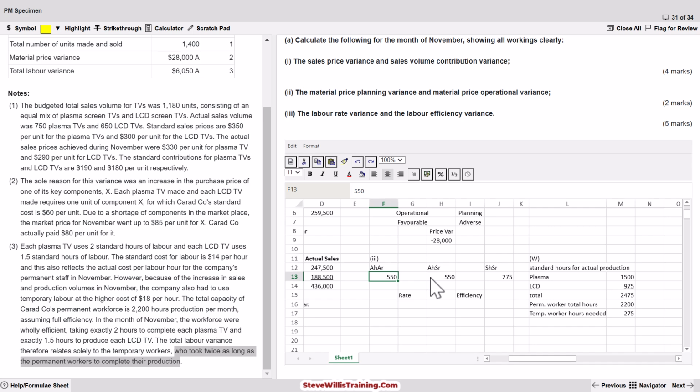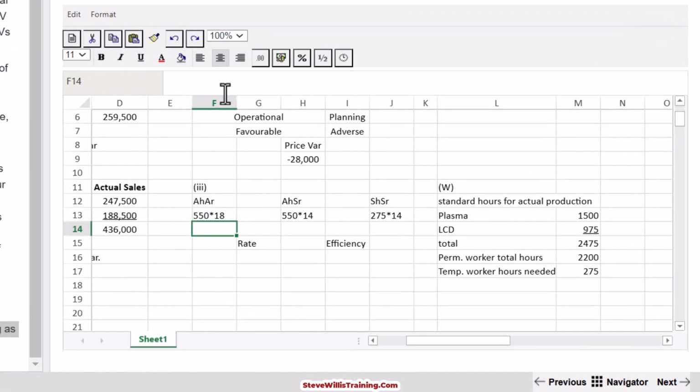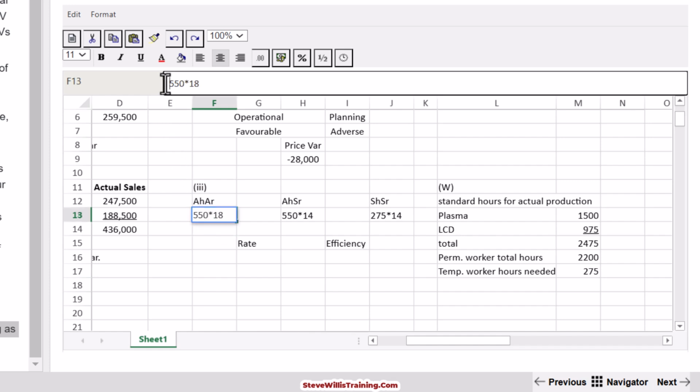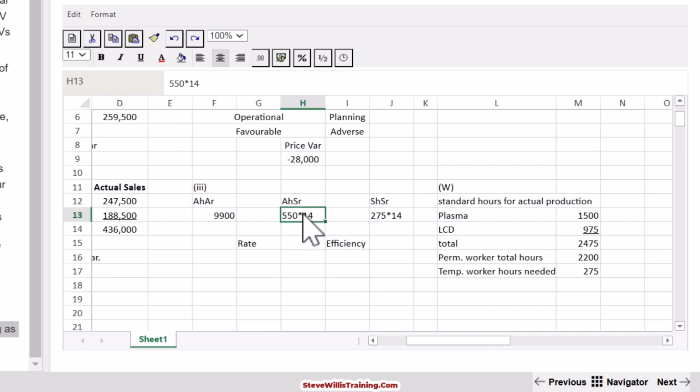Okay, now the standard rate that we pay is 14. If we didn't need the temporary workers, we'd be paying $14 per hour. Standard rate goes there again. Actual rate, we actually paid 18 because these are the temp workers. So guys, those are the figures that we need. Now I plug an equal sign in front of each to get the result of the formula.